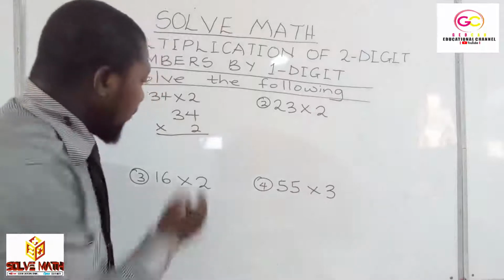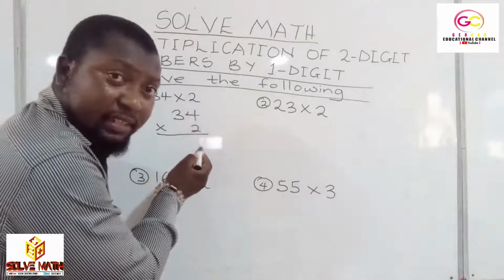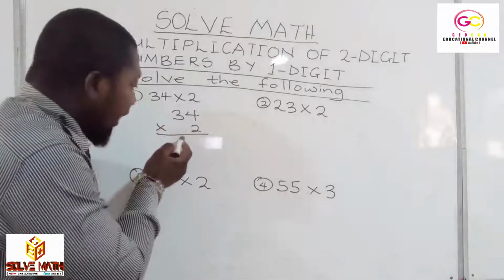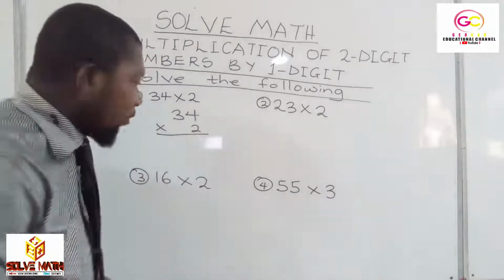Now, this 2 should multiply this 4. The answer should be written down here. This 2 should multiply the number here, which is 3, and the answer should be written in line with this. So let's tackle it.